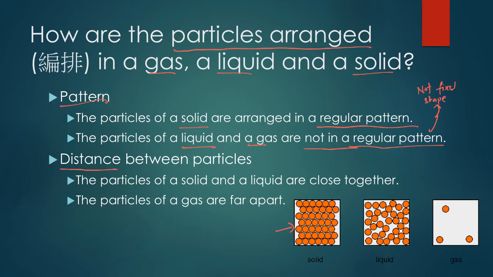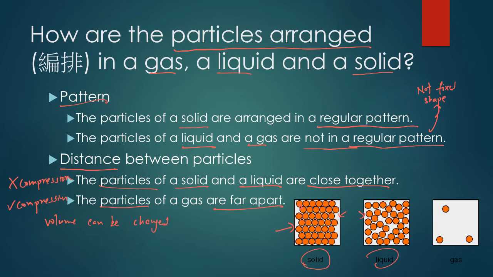At the same time, consider the distance between particles. It is very tiny for both solid and liquid. The particles are very, very close to each other. That's why both solid and liquid cannot be compressed. No compression can be done. While for gas, it is possible because the particles of a gas are far apart from each other and can be compressed, which means the volume can be changed for gas. However, it is impossible for solid and liquid to change their volume.